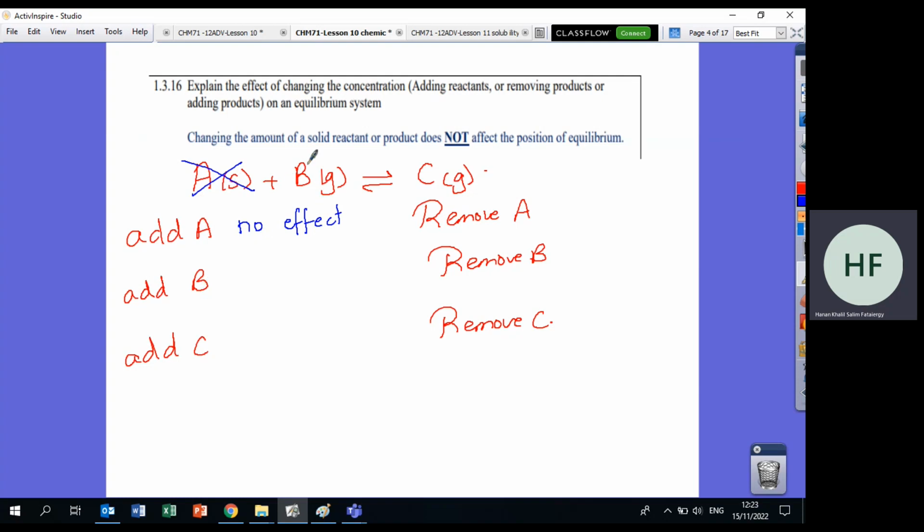Now what happens if we add B? B is at our house, what will happen? We will give to our uncle's house, so it will go forward. If we add C, C is at our uncle's house, what will happen? They will give us, so it will go backward.